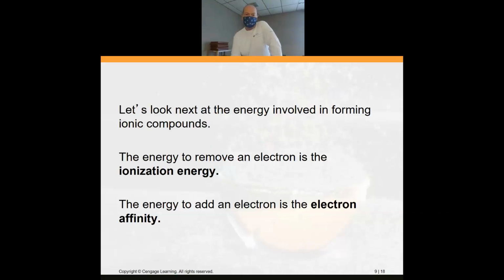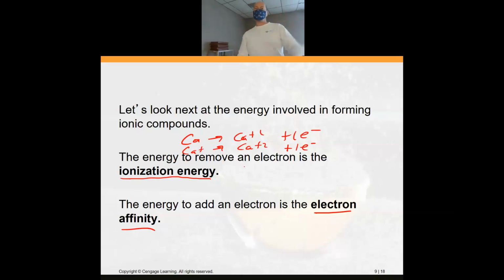So the energy to remove an electron that we just did, that's your ionization energy. The energy to add an electron, that is your electron affinity. So that's what we're doing with the calcium. We are making calcium going to a calcium +1 and an electron, and then we're taking a calcium +1 and going to calcium +2 and another electron. And so that is our ionization energies that are happening. We are removing 2 electrons and making a calcium +2.